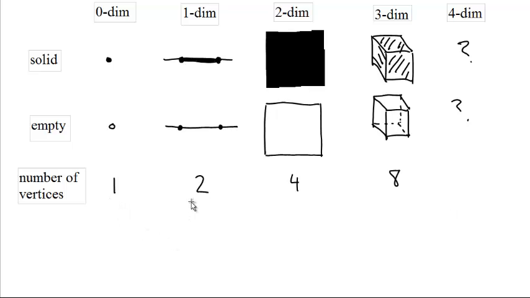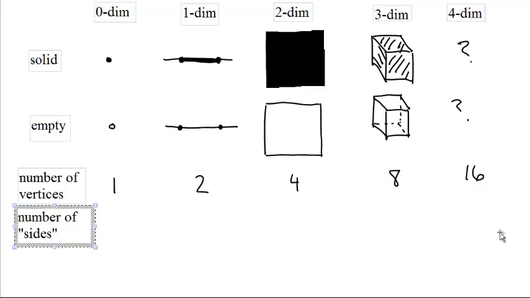There is 1, then 2, then 4, then 8. Hopefully you notice that you're doubling each time. 1 times 2 is 2, 2 times 2 is 4, 4 times 2 is 8. The next one is 16. So that tells us that a 4-dimensional box ought to have 16 vertices. Excellent. Now let's look at the number of sides.